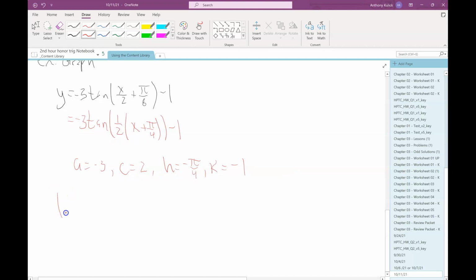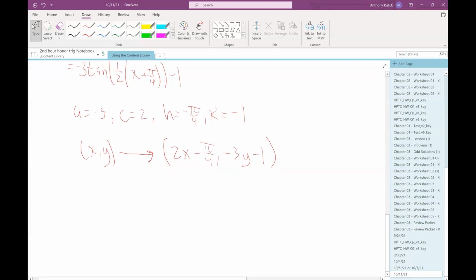So I'm going to take my key points. Maybe let's write down our transformation first, right? Just so we make sure that everybody's on the same page with what we're doing. Let's write that down. Again, that's the same transformation that we've used before. Cx plus h, ay plus k. So now we're going to take our 5 key points.